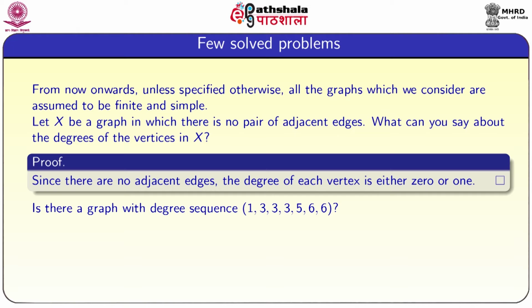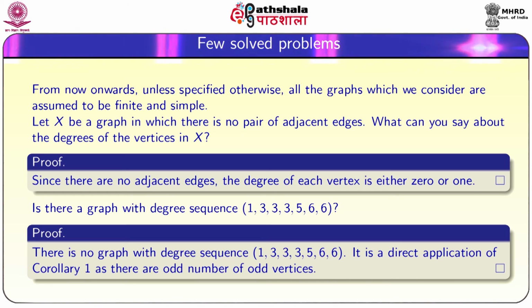Now, the next question: is there a graph with degree sequence 1, 3, 3, 3, 5, 6, 6? Here it is easy to see that the number of vertices of odd degree, that is 1, 3, 3, 3 and 5, is 5. So, we cannot have a graph like that. It is a direct application of the corollary that says the number of odd vertices is always even, but here we have an odd number of odd vertices. So, it is not going to happen.